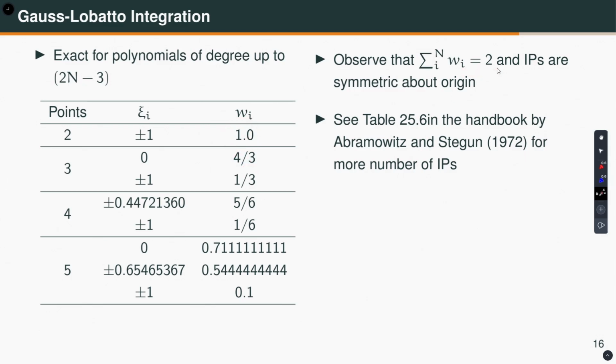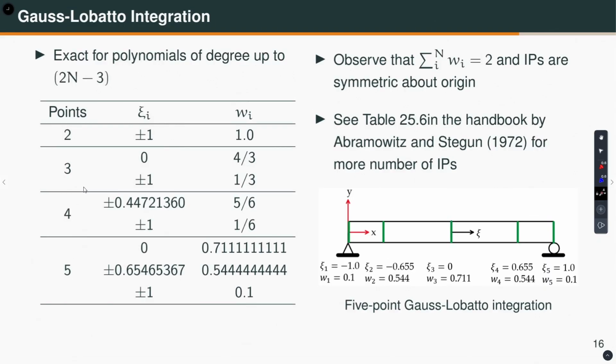Okay. And you can see this table in the handbook for more number of integration points if you are interested in implementing yourself. Okay. So, in this case, I am showing you a 5-point Gauss-Lobatto integration. So, one is at the center and then here at minus 0.655 and this is plus 0.655. These are the weights and you have 2 integration points at the ends of the element.